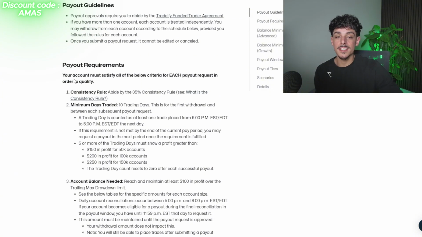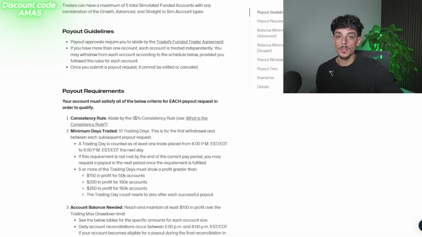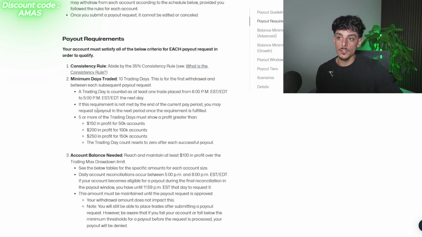First thing you need to know is that as soon as you get funded, you need to abide by the 35% consistency rule. What is a 35% consistency rule? You need to know that you cannot make more than 35% of your profit target for you to request a payout. So let's say on a 50K account, for you to get paid, you would need $2,100 of profits to request a $1,500 payout. So your biggest day cannot be greater than $735. This prevents gambling and oversizing, so it's just a good rule.